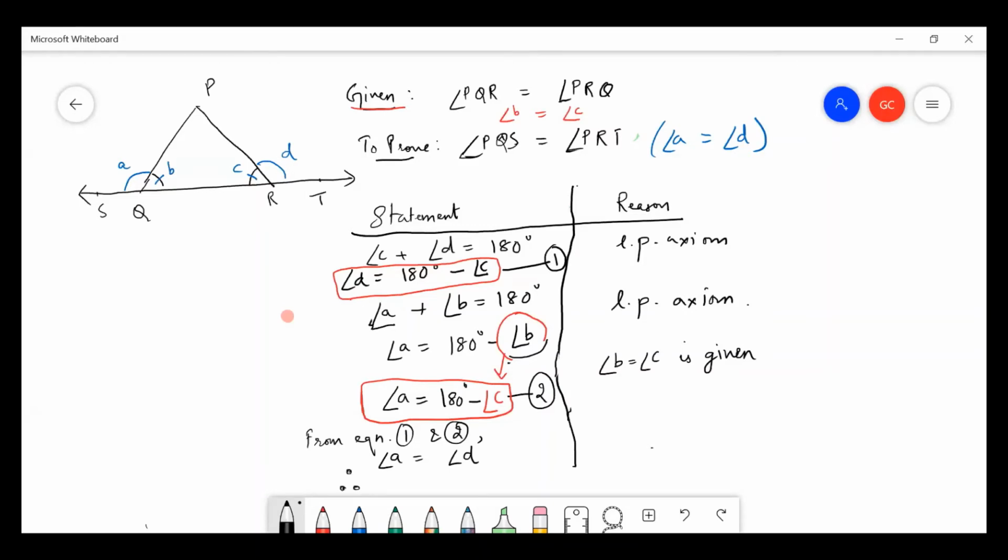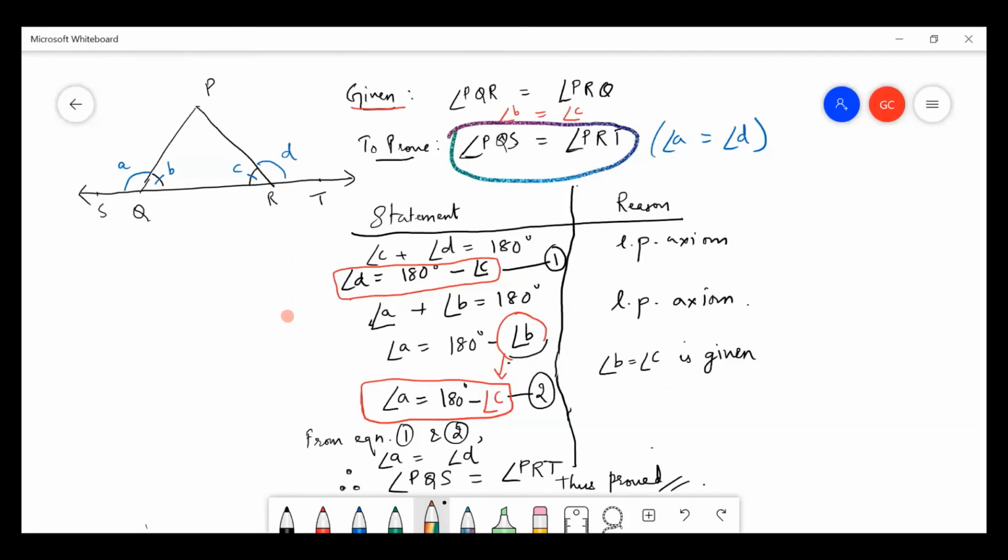And therefore, in place of angle A, you can write its real name, PQS. Angle PQS is equal to, the real name of angle D, angle PRT, and thus this is proved now, because we have reached the place where we were supposed to reach according to the question. We were supposed to reach here according to the question, and here we have reached right now, and that is why we can say that we have proved this whole thing. All right.